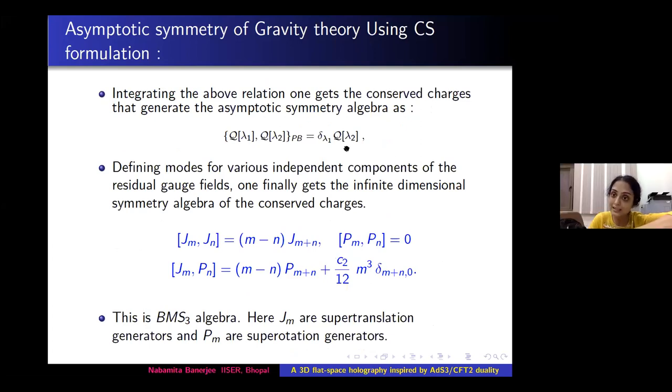So now, this is the little non-trivial part here. You have to do this analysis to get Q from delta Q, and that's pretty non-trivial. So certainly, if you are working at the asymptotic boundary, it is possible.